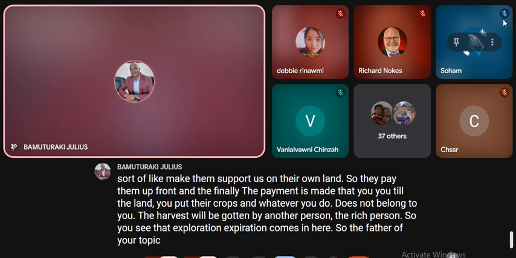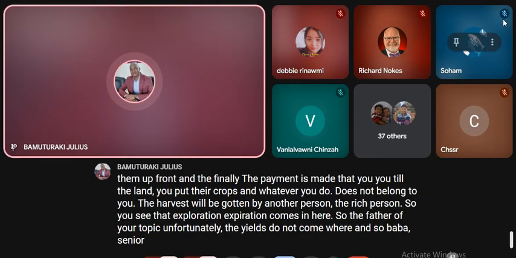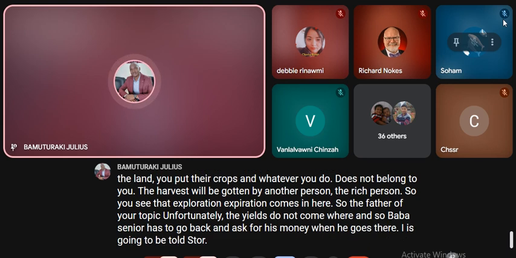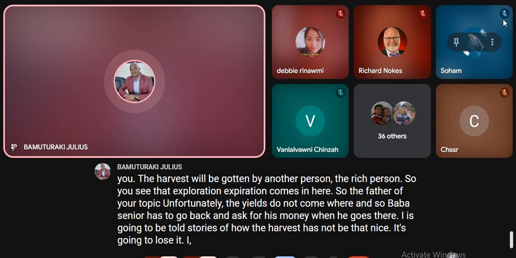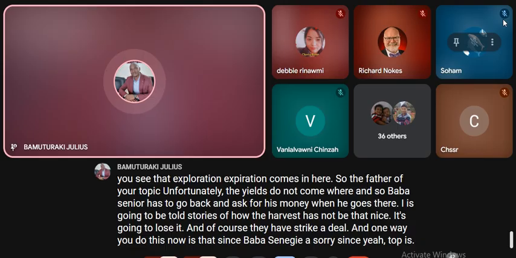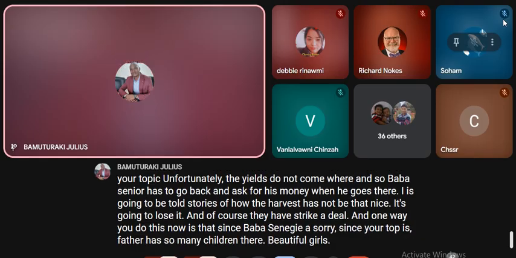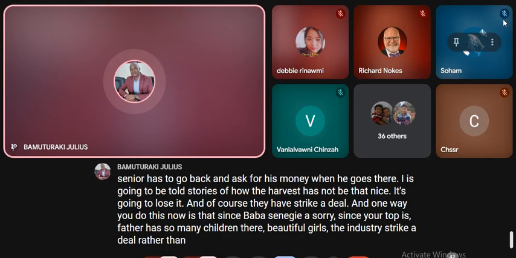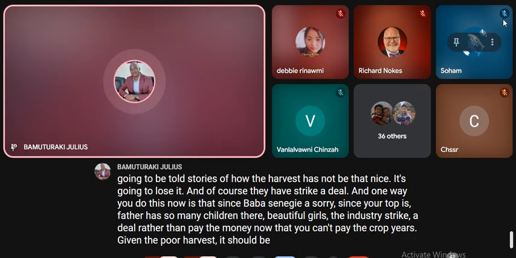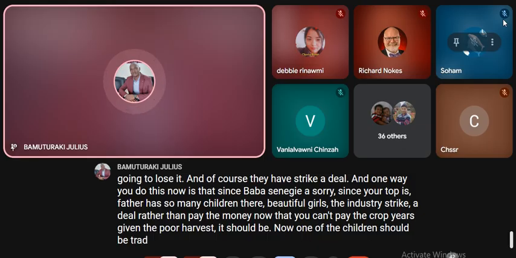So the father of Iyabode, unfortunately, the yields do not come well. And so Baba Segi has to go back and ask for his money. When he goes there, he's told stories of how the harvest has not been that nice. He's going to lose it. And of course, they have struck a deal. And one way to resolve this is that since Iyabode's father has so many children, beautiful girls, then rather than pay the money now that he can't pay because of the poor harvest, one of the children should be traded off.